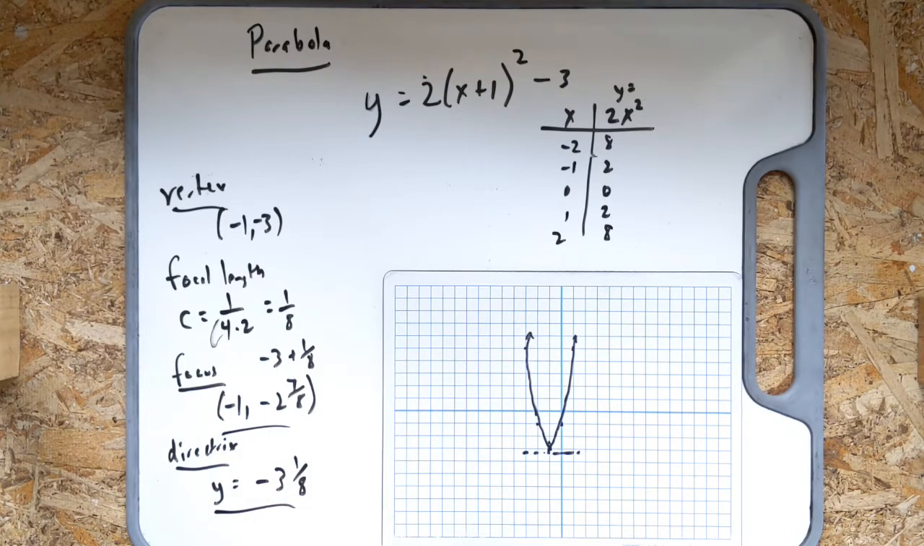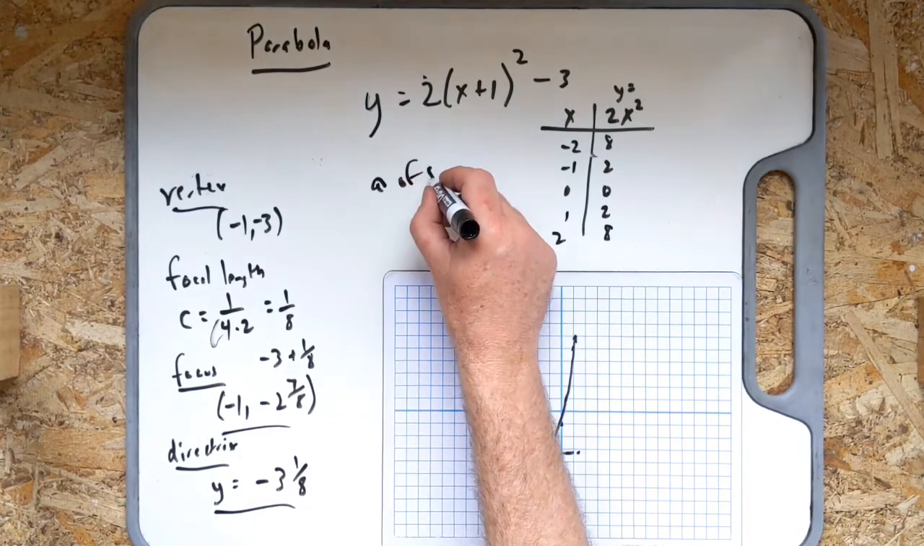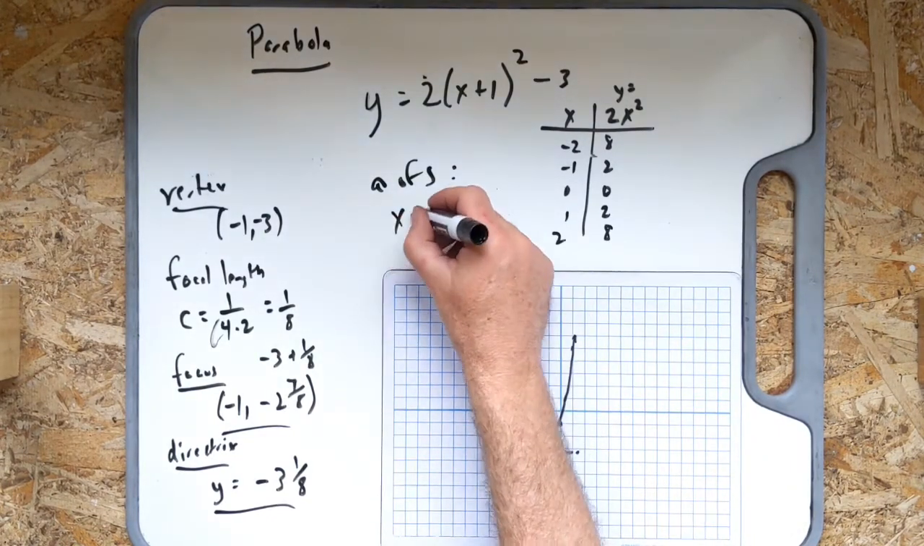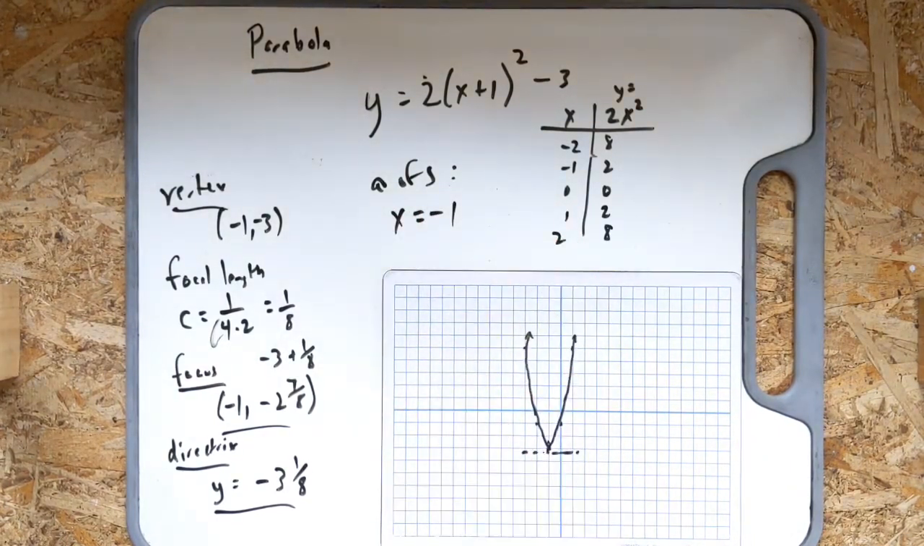And then finally we have the axis of symmetry, A of S, which is x equals h, which in this case is -1. And that's it. Okay, I'm going to have you guys try a couple.